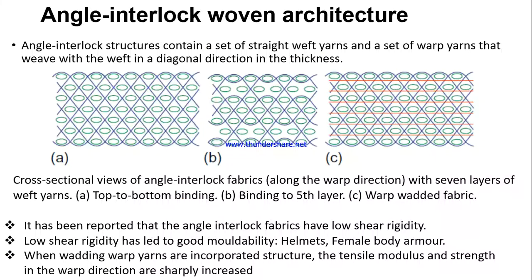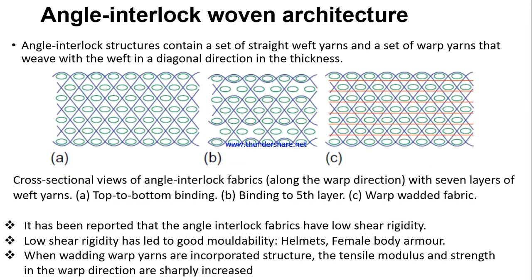Angle interlock woven architecture. This is a different type of interlock woven 3D structure, that is called angle interlock. Okay, angle interlock structure contains a set of straight weft yarns and a set of warp yarns that weave with the weft in a diagonal direction in the thickness. Okay, here you can see this blue thread that actually runs diagonally. That is binding the set of weft layers in diagonal direction. Okay, that's why the interlocking is in angular direction. That's why it is called angle interlock structure.